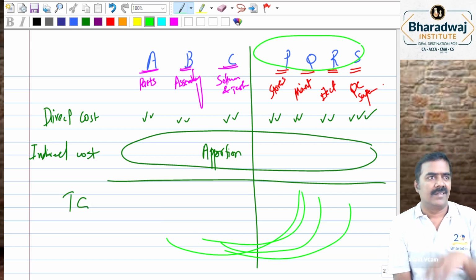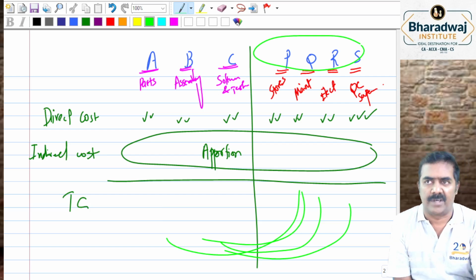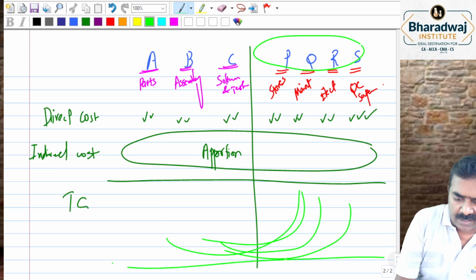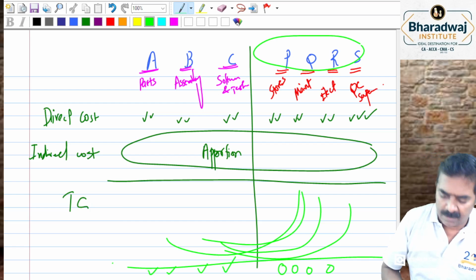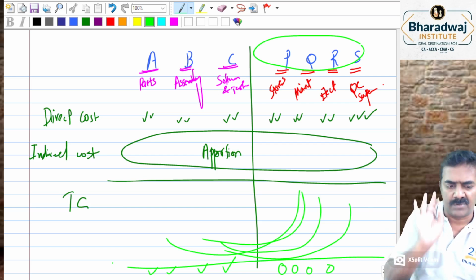Their customer is which department? The production department. You will reassign the cost to the production department, where the cost of the service department will be absorbed by the production department. You will have cost only for which department? Production department. Thereafter, don't worry, I'll give you organized notes. As of now, just understand.